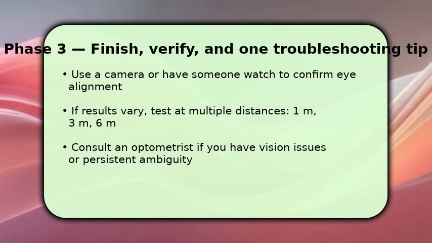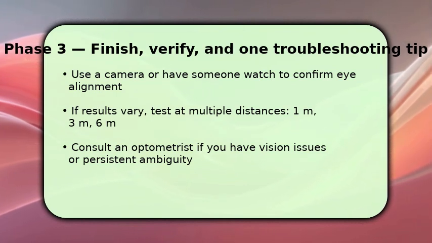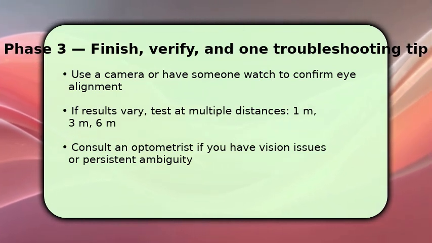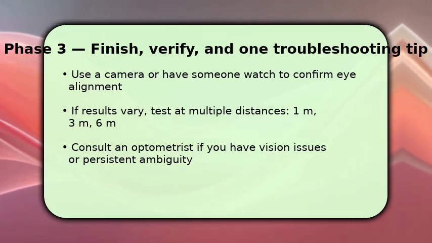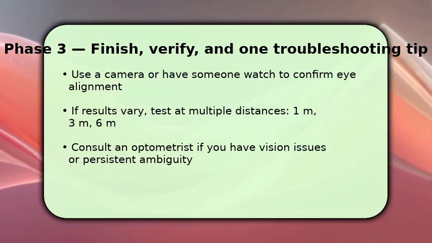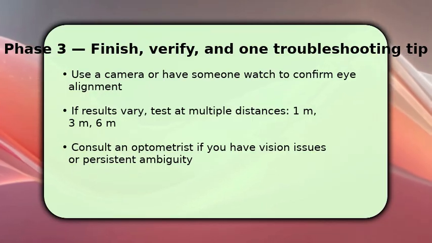Finish with a final check. Repeat the aperture test while a friend watches your eyes, or record with a camera facing you so you can see which eye is aligned. If your results vary, test at multiple distances, 1 m, 3 m, then 6 m, because dominance can shift slightly for near work.